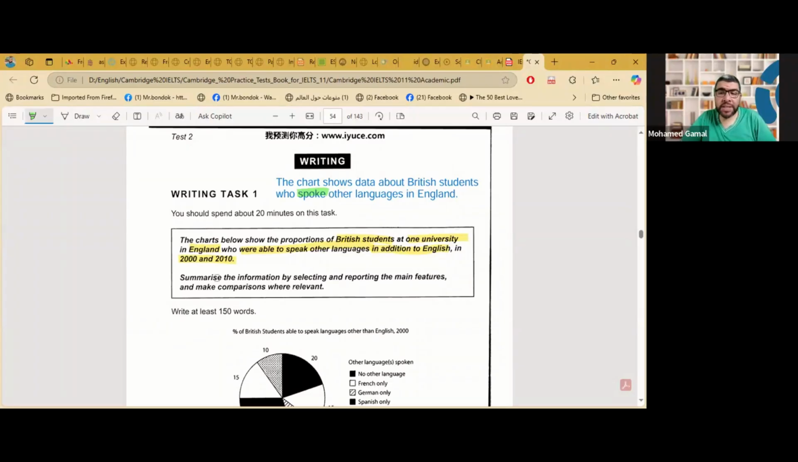This part is typical in almost all questions. It tells you here to summarize information, selecting and reporting the main features. This is what we were talking about, not to write everything. And make comparisons where relevant, and we will talk about this in a few minutes. But please remember to analyze the question carefully before you do your introduction. So back again to the board.